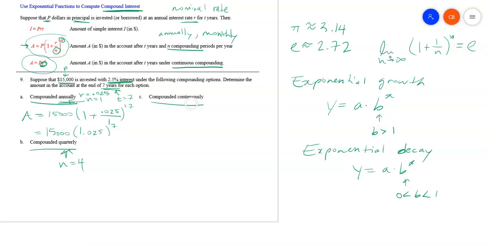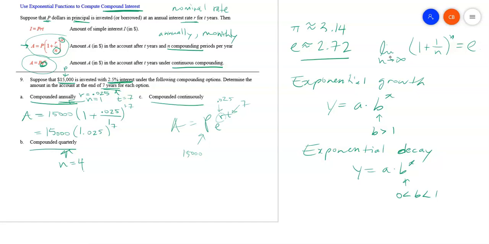Now compounded continuously, it's slightly different as well. We're actually going to use a different formula for this one. We're using the one that goes A equals P times e to the RT power. And we have the same R from before, 0.025. We have the same T, which is the 7 years. And then the principal is 15,000. And of course e is a button on your calculator because it represents that number that is a little bit less than 3. And you would be able to calculate this one.